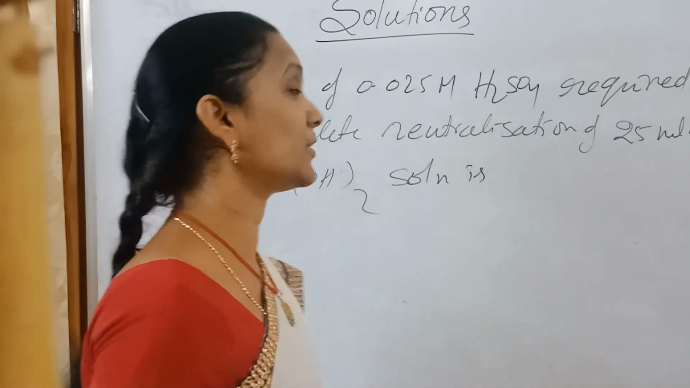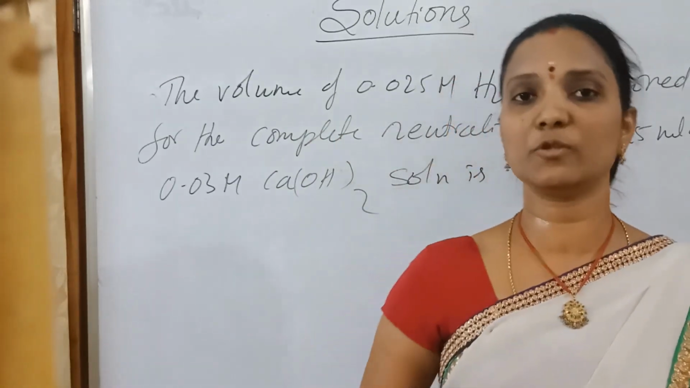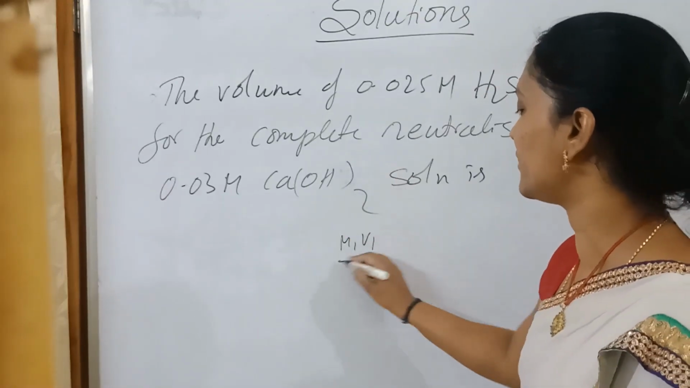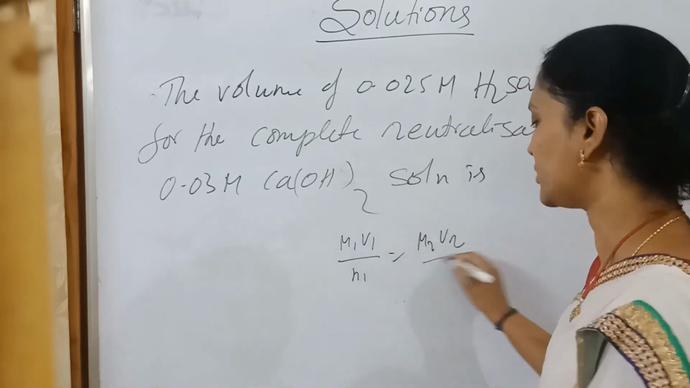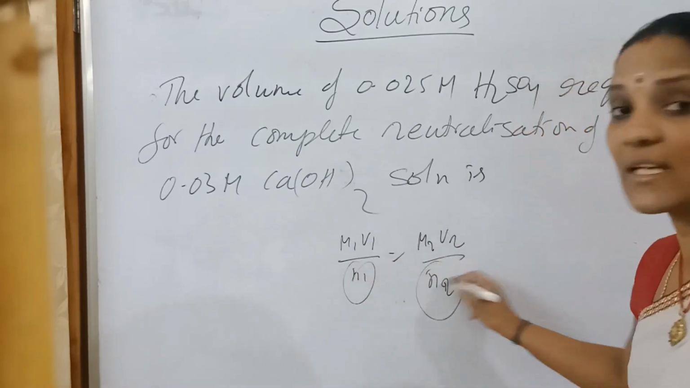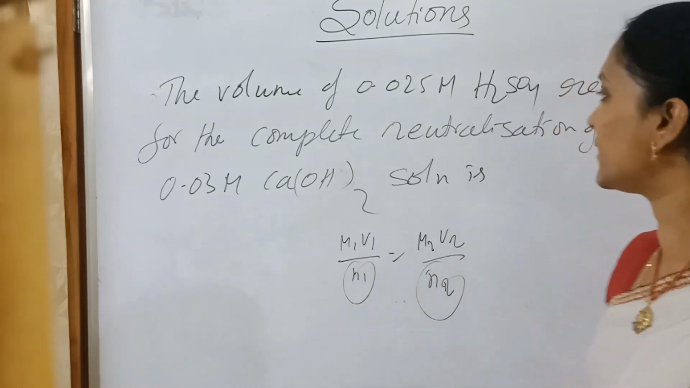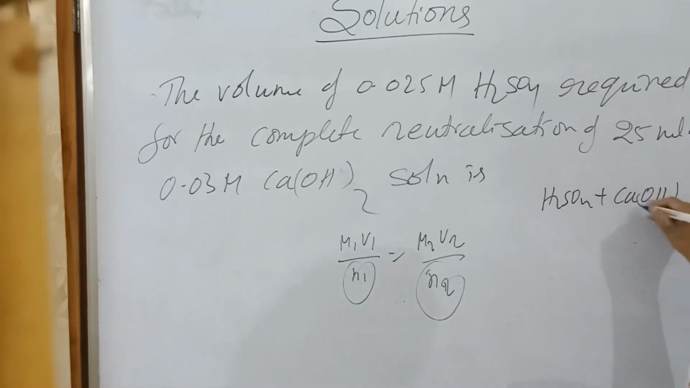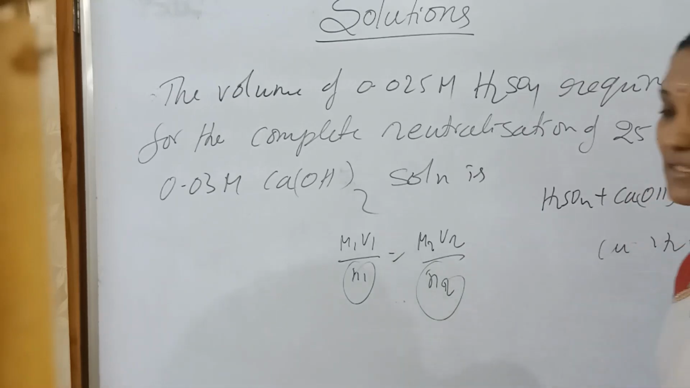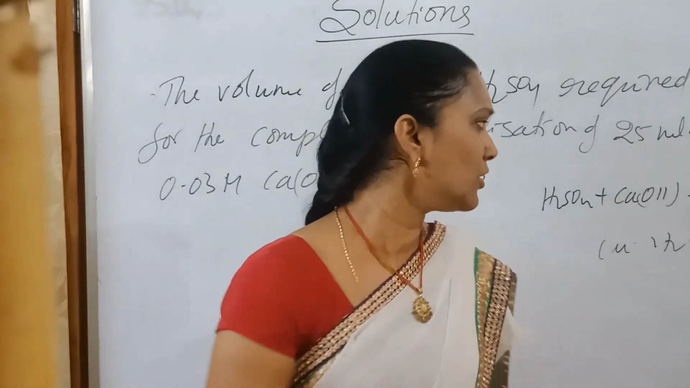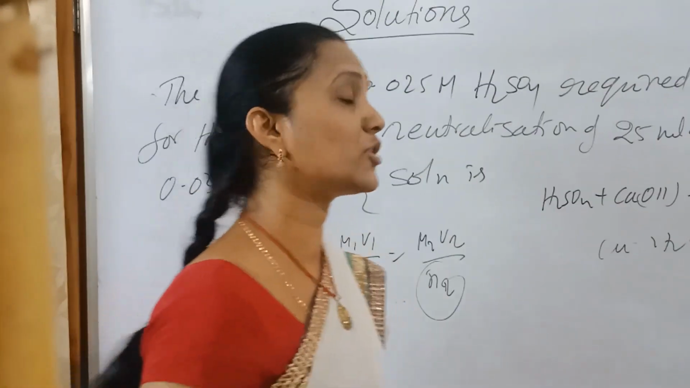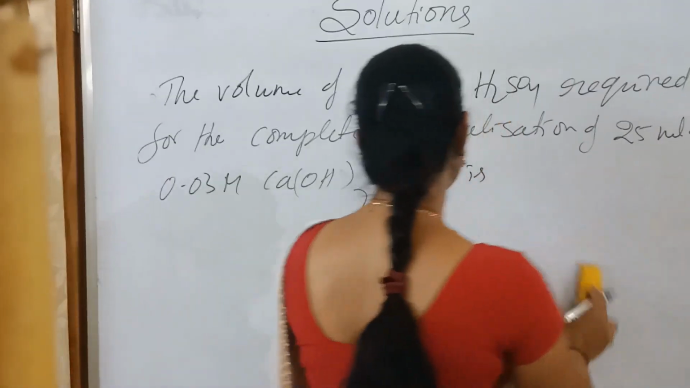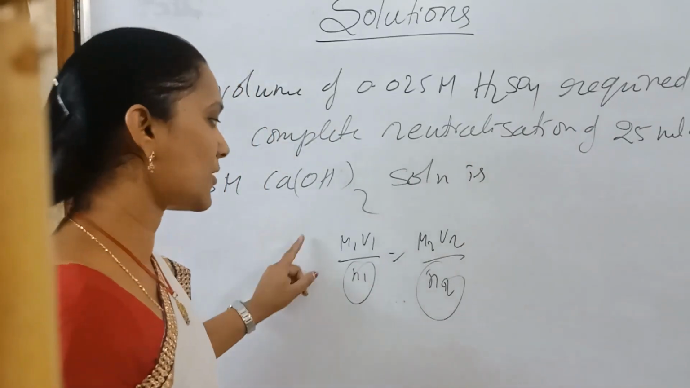See this, already I told that they will give molarity but convert into normality. Why should we convert into normality? If molarity is given, the formula is M1V1 by n1 is equal to M2V2 by n2. Here n1, n2 are the numbers of moles in the balanced stoichiometric reaction. First we should write the reaction: H2SO4 plus Ca(OH)2 gives CaSO4 plus H2O, then we should balance. This is a simple reaction, we can balance it. But if a difficult reaction is given, writing and balancing that reaction takes time. So to save time, don't use molarity, just use normality.